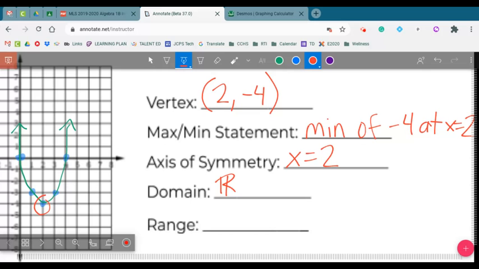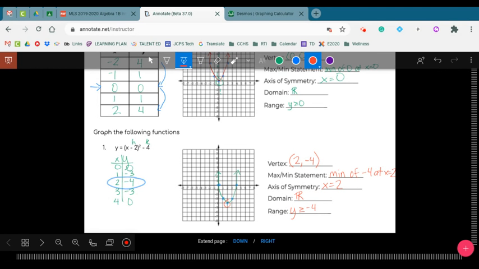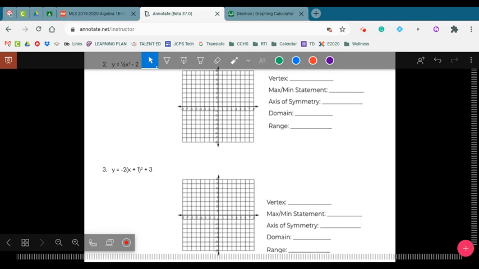Our domain is all real numbers. And this graph is y, your range. So it's at -4 and going up on our y-axis. So it's going to be greater than or equal to -4. Okay, let me know if you guys have any questions. We will go over this more on the graphing calculator, but do not be afraid to use Desmos. Okay, let's go on to the next page.